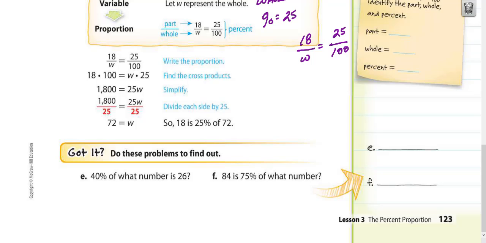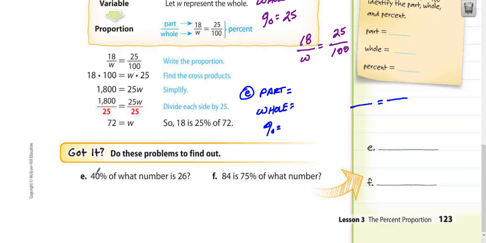Go ahead, do letter E. Let's put our work right here. Let's start our work right there. And your first step is to decide what the part is, decide what the whole is, decide what the percent is, and then put all of those things into that proportion and solve. Okay? Turn the video back on when you have a solution, when you know what W equals.